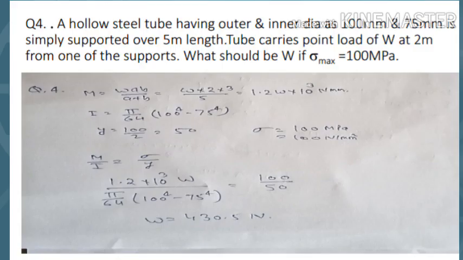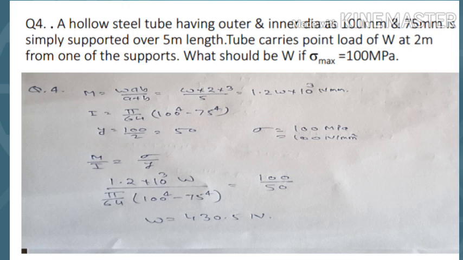Now let's take question number 4. It says a hollow steel tube having outer and inner diameter as 100 mm and 75 mm is simply supported over 5 meter length. So, section type: hollow circular with outer diameter and inner diameter as 100 mm and 75 mm. By using this data we can calculate the value of I and y.